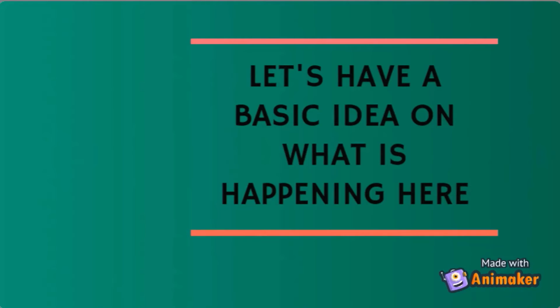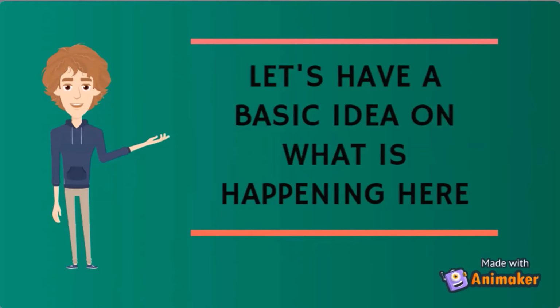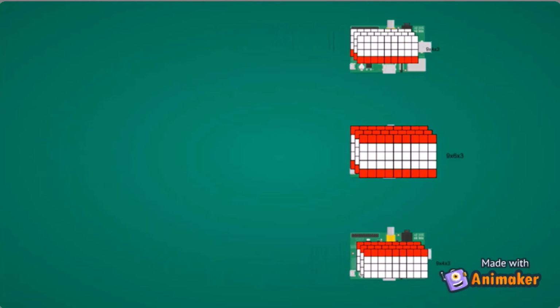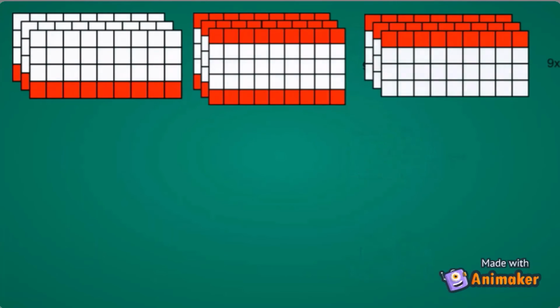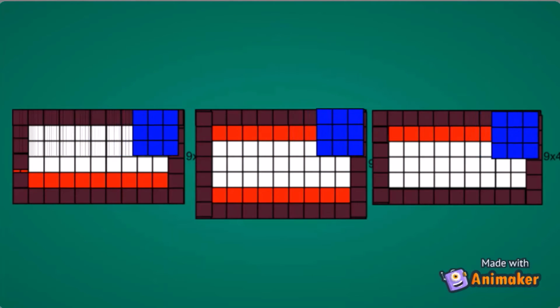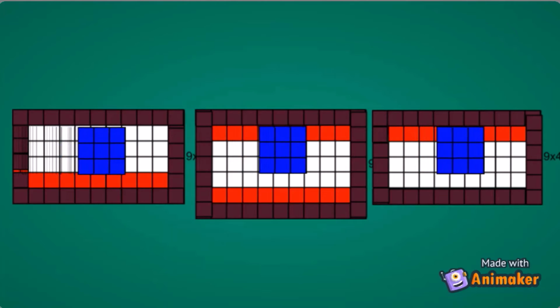So let's have a basic idea of what is happening here. Let's assume we have an image of size 9 by 9 that has to be distributed across 3 devices. So the overlapping is as shown. So now the convolution happens separately in each device.